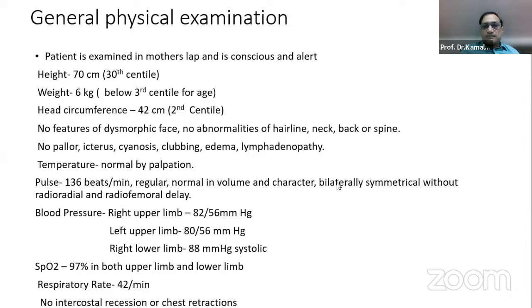You're muted, it seems. Yes. Yeah, Dr. Mohit. Yes, sir.